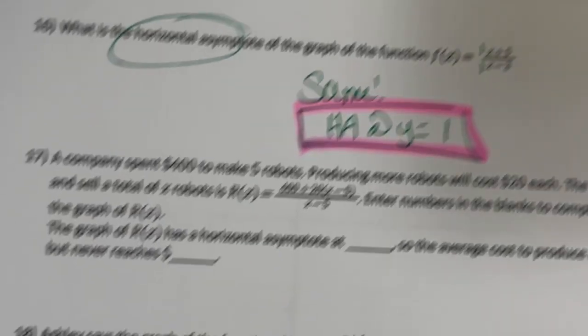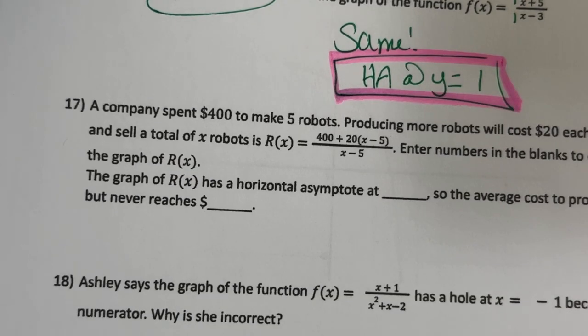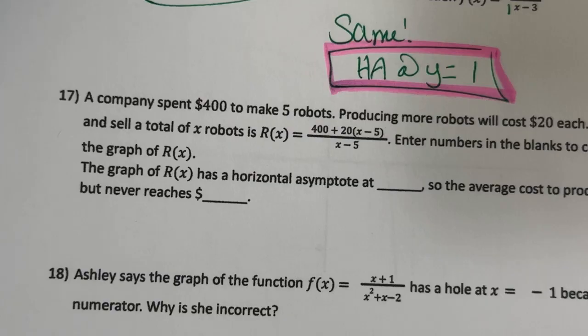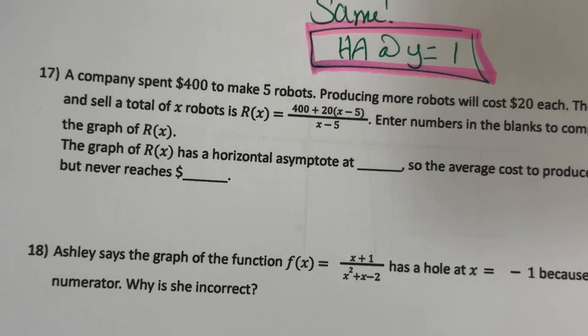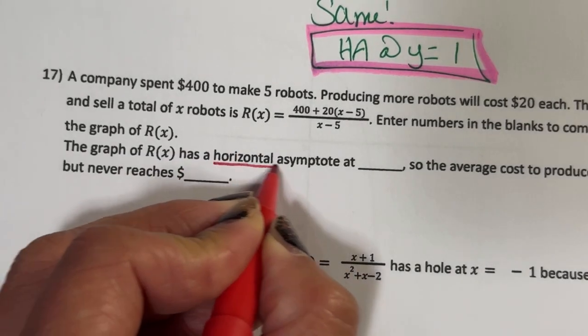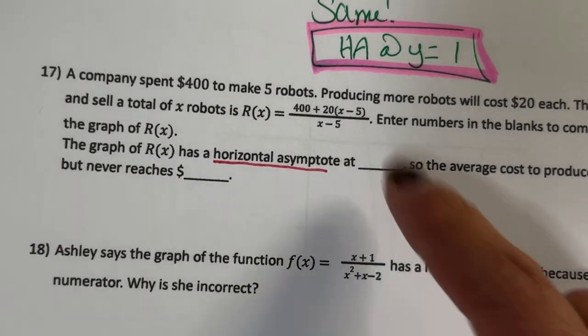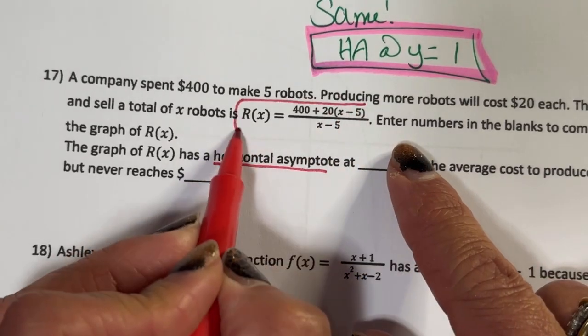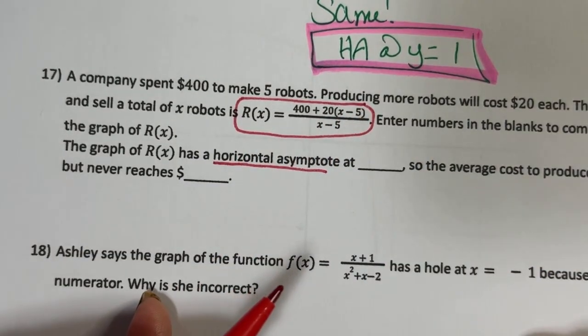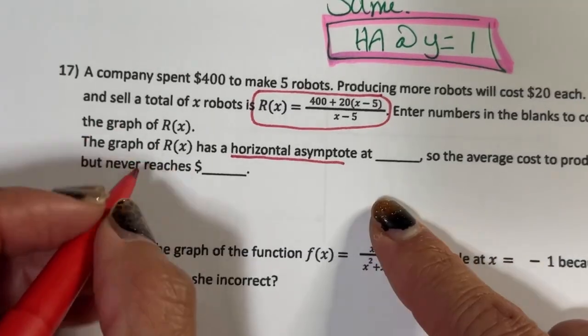Okay. And then number 17, a company spent $400 to make 5 robots. Producing more robots will cost $20 each. The average cost to make and sell a total of x robots is R of x equals all of that. Enter the numbers in the blanks to complete the sentence about the graph of R of x. The graph of R of x has a horizontal asymptote at, so big top, big bottom, or same. In order to see big top, big bottom, or same, we're going to need to simplify this. So I'll put it down here.